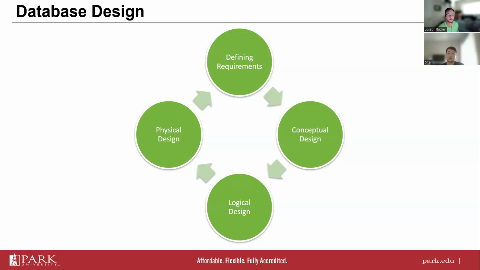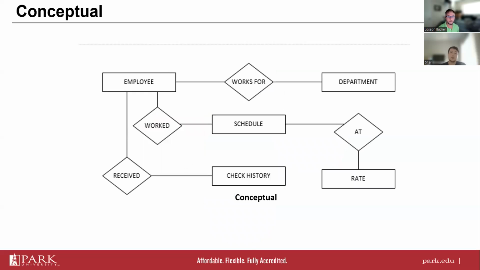And coming to the next slide, we can see the relationship between the employee, department, schedule, check history and rates. So this is the ER diagram, and we can see the data flow clearly. We can see the employee and the schedule have a relationship through work hours, and the department and employee have a relationship, the employee works for the department, and it goes on. And also the schedule and rate, the relationship is rate, how much is that? So this is the relationship between schedule and rate.